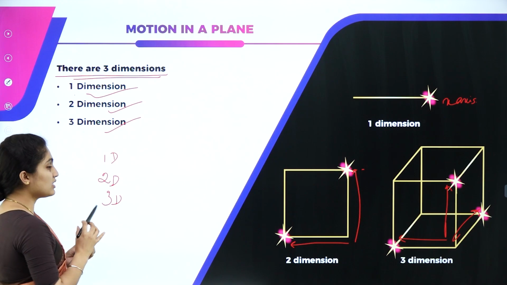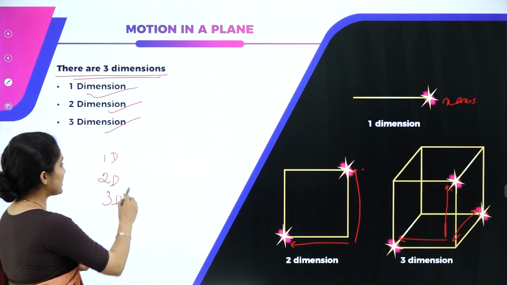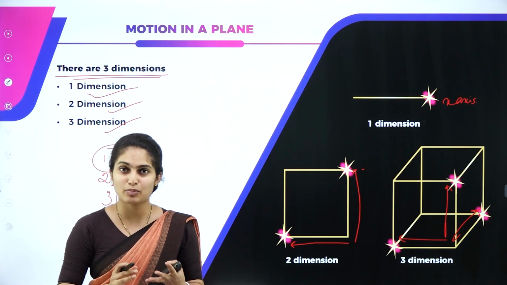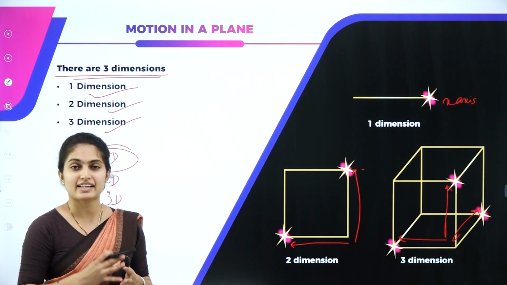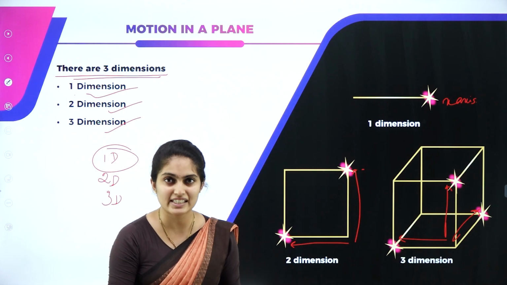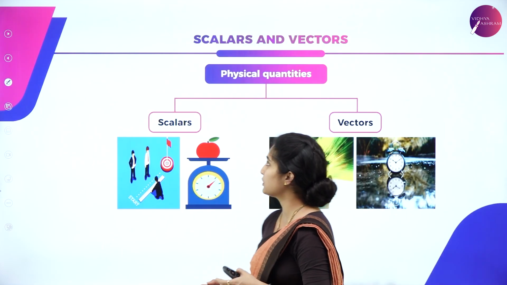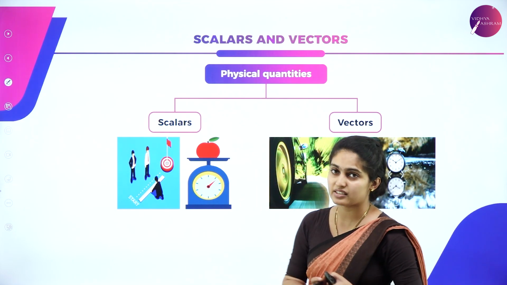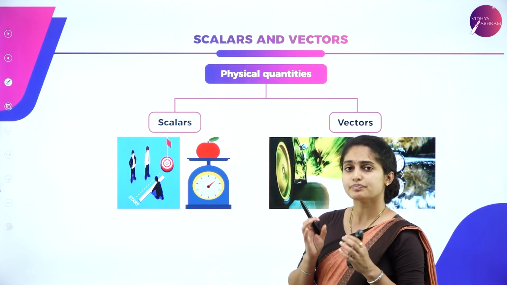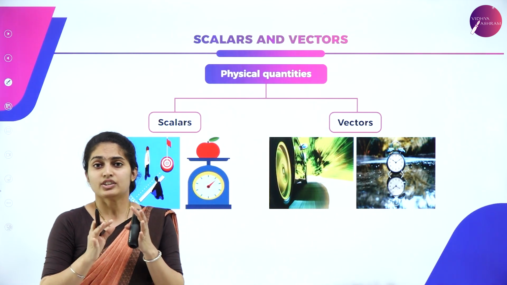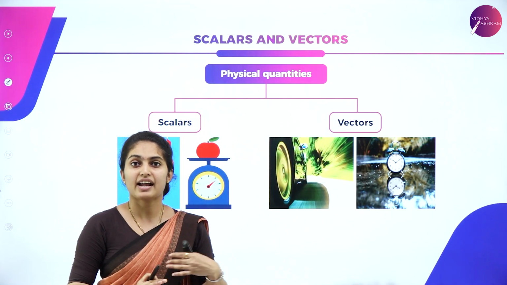Okay, so we studied motion in a straight line under 1 dimension concepts, and motion in a plane we study about 2D, 3D concepts, how exactly the movement of an object or a particle takes place in case of 2 dimensions and 3 dimensions. Okay, so now we have scalars and vectors. As you all know, whenever we come across motion, there we study scalars and vectors.